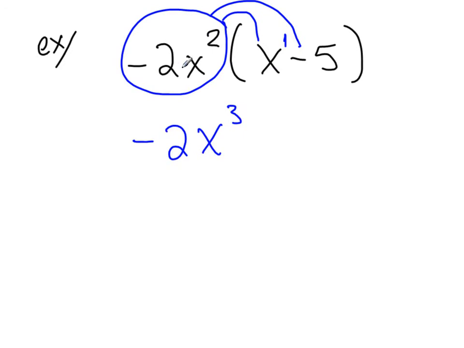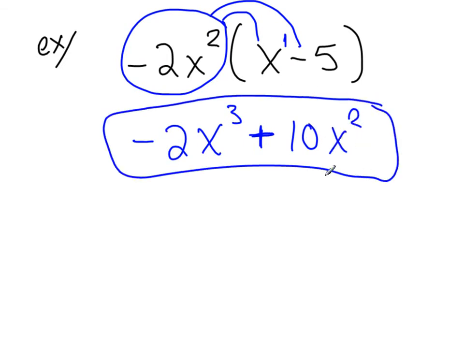Now let's do the second part. We have negative 2x squared times negative 5, or you can think of minus a positive 5. However you see fit, do know that there's addition and subtraction going on here. So a negative times a negative is a positive, so now we're going to add. 2 times 5 is 10, and x squared is coming along for the ride. And there's our answer. So just make sure you remember distributive law.